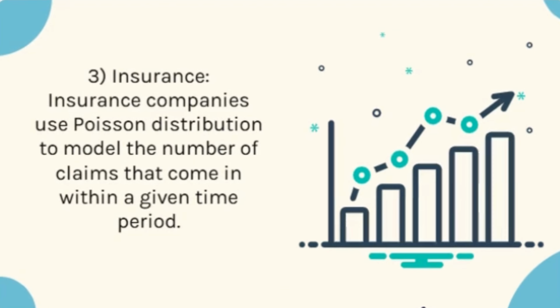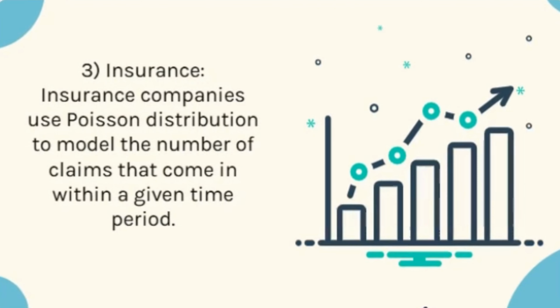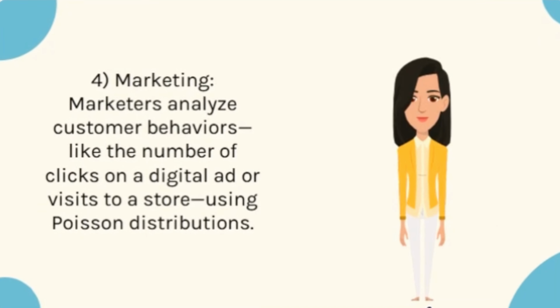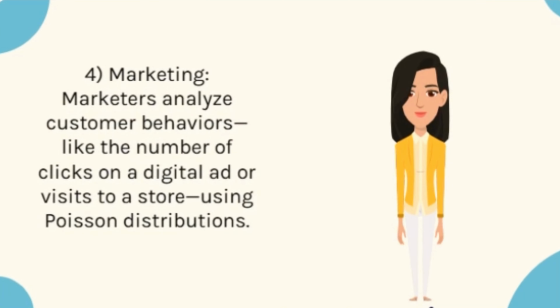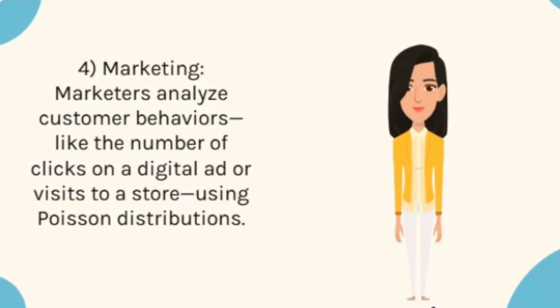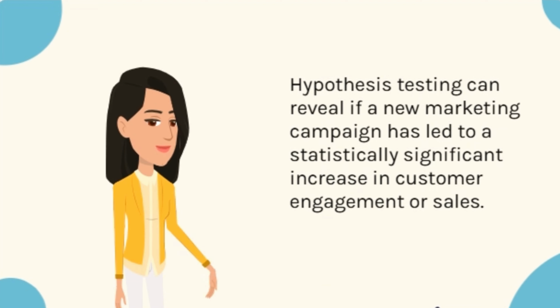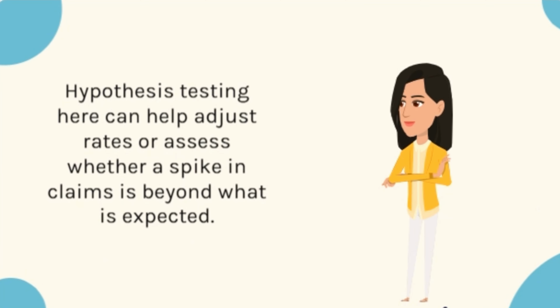Insurance. Companies use the Poisson distribution to model the number of claims that come in within a given time period. Hypothesis testing here can help adjust rates or assess whether a spike in claims is beyond what is expected. Marketing. Marketers analyze customer behaviors like the number of clicks on a digital ad or visits to a store using Poisson distributions. Hypothesis testing can reveal if a new marketing campaign has led to a statistically significant increase in customer engagement or sales.